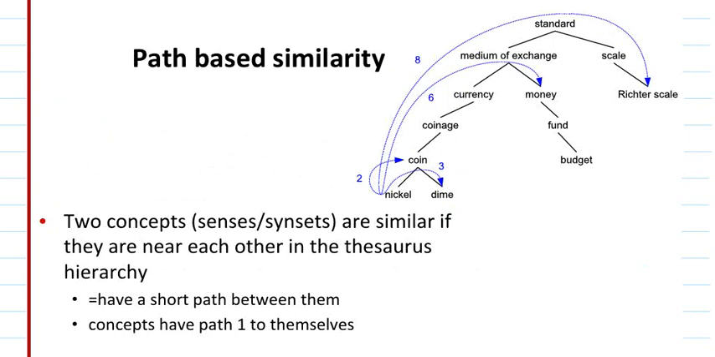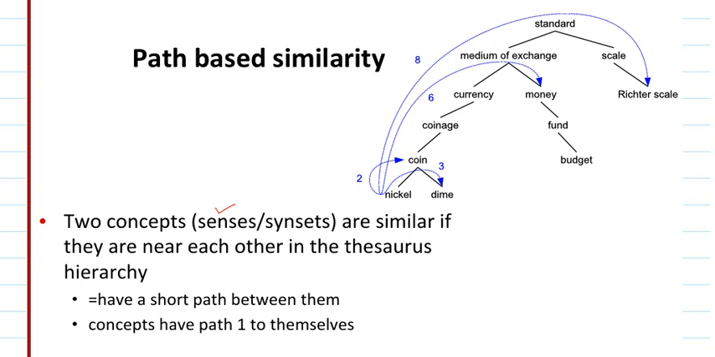So we say that two concepts. Here we have the concepts as senses and synsets. Synsets are those words that are synonyms of each other. So a word may have multiple synonyms. We are right now concerned with the senses and not the synsets here.